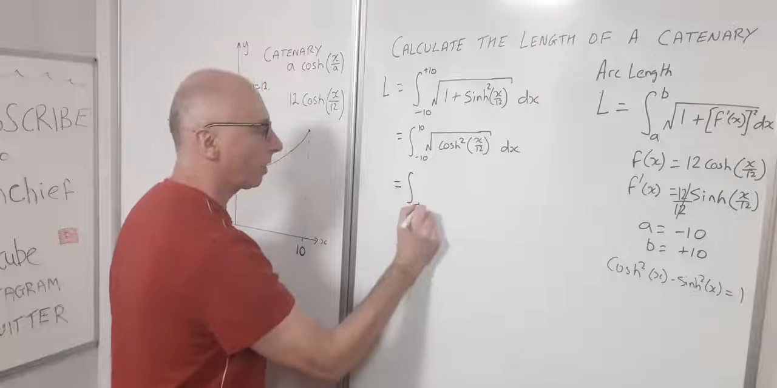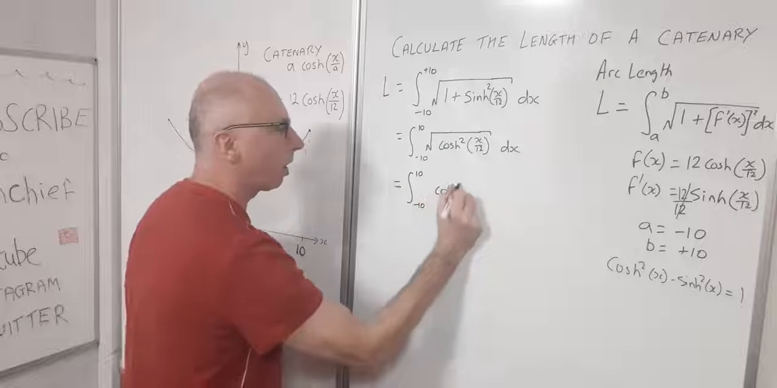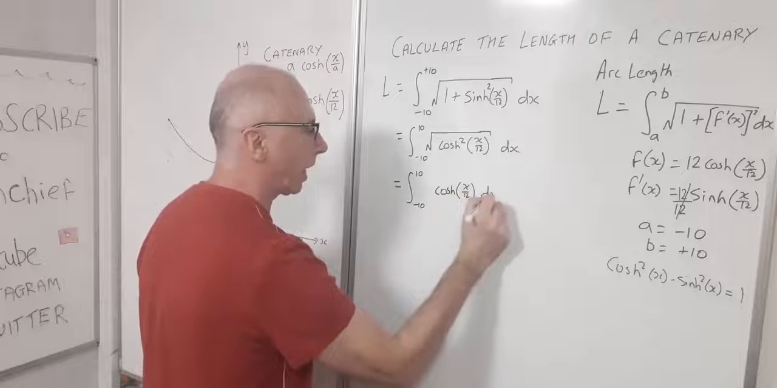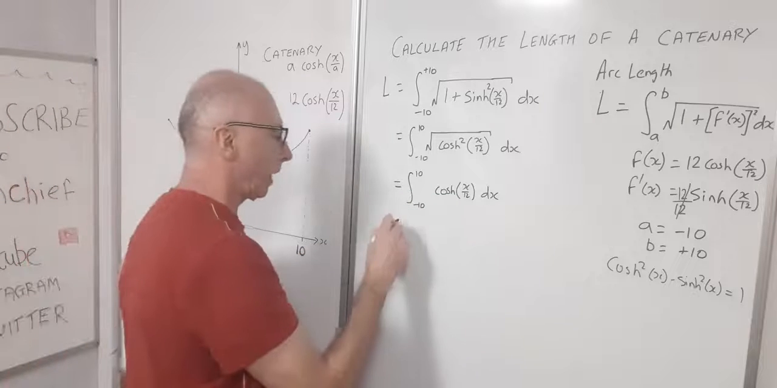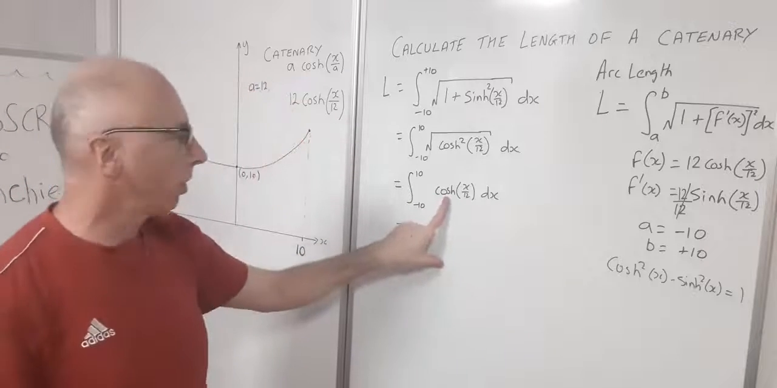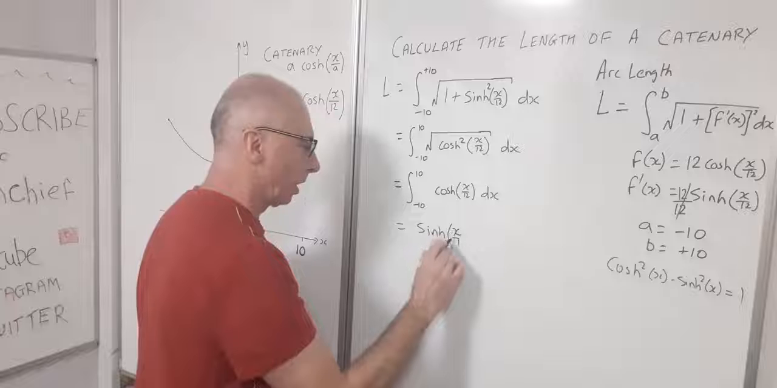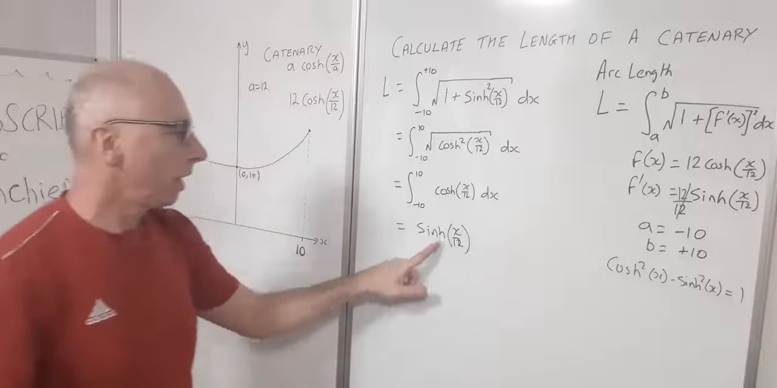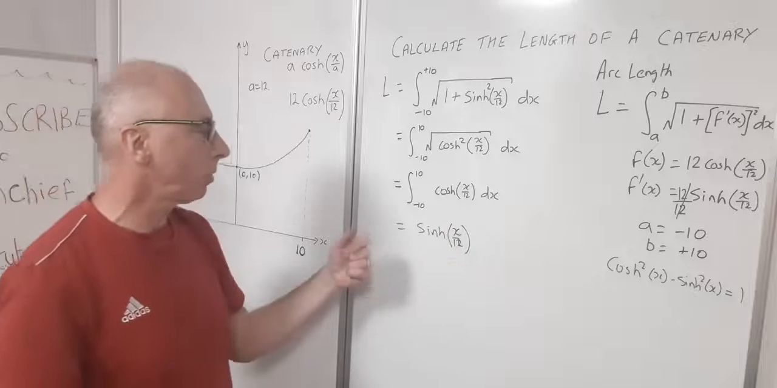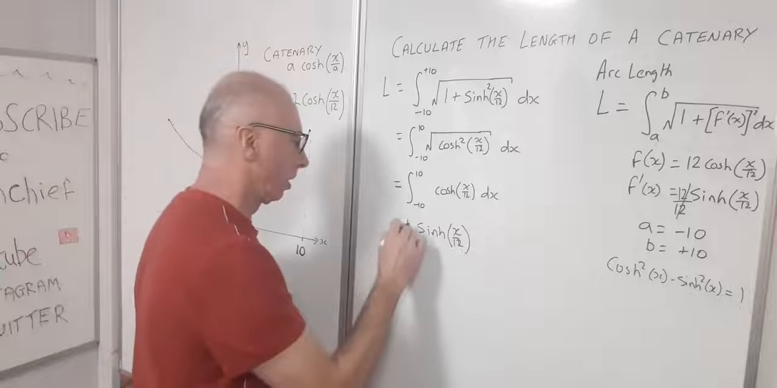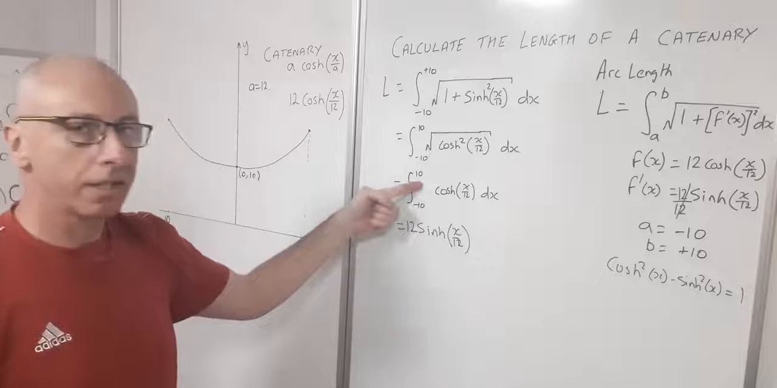So now we've got minus 10 to 10. The square root disappears, and I just write cosh of x over 12 dx. So now we can integrate this. That's pretty straightforward integration. Integral of cosh is sinh. The input is going to stay the same. But now what we need to do is take the reciprocal of the derivative inside our input, and the reciprocal of 1 over 12 is 12. So that's what we got as a result of our integration, and then we calculate it from minus 10 to 10.